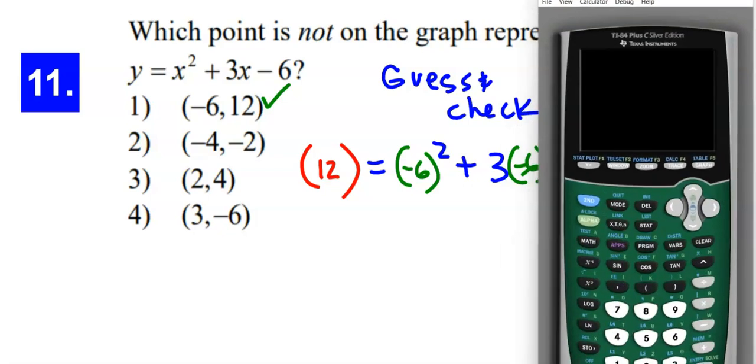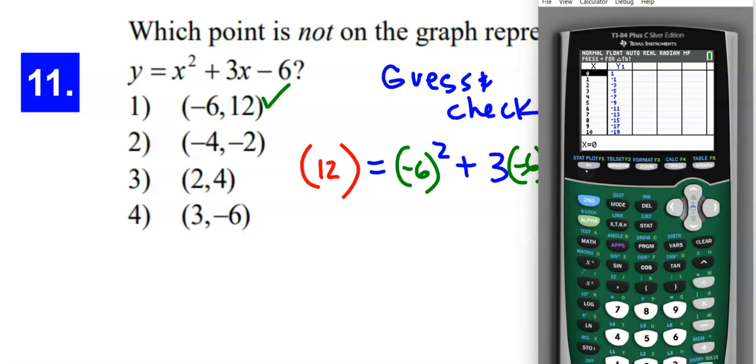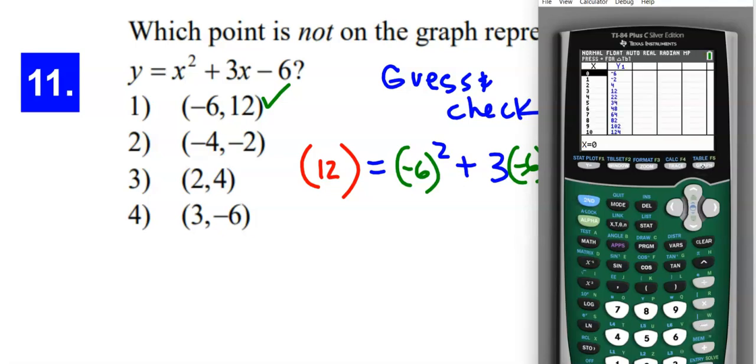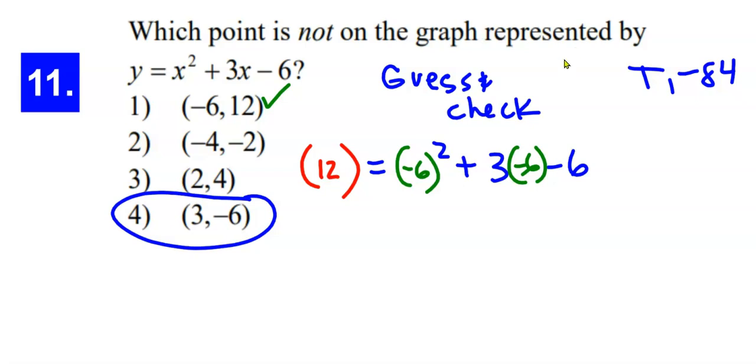Another way that you can check is to turn your calculator on, enter into the y equals button, clear out any old work that you have, and type the equation in. X squared plus 3x minus 6. Now I simply look at the table of values and scroll up and down to check these points. I see -6 in my table, matches with 12. -4 matches with -2. +2 matches with 4. But 3 doesn't match with -6. So this is not a point on this graph.